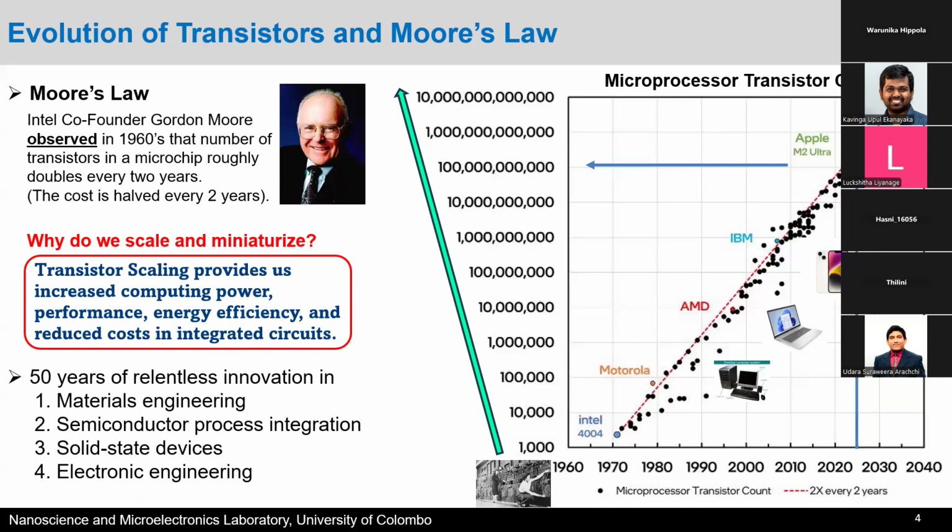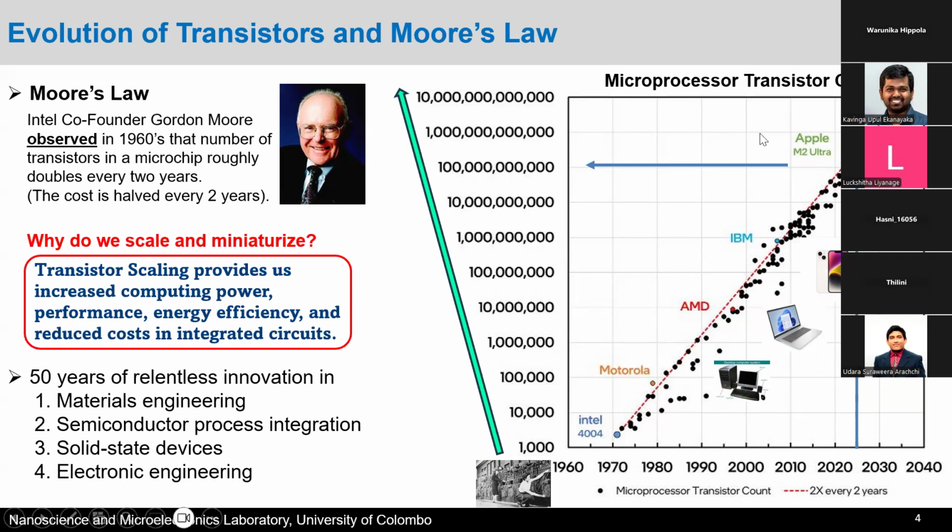So the advantage of scaling the transistor this way is that as it becomes smaller and smaller, it has increased computing power because you are doubling the number of transistors every 2 years, so you have more functionality in the chip. Performance also goes up because the gate delay is much less, right? The RC delay is less, and then it becomes more energy efficient. And also, more than anything, the economies of scale come into effect, and the cost of the microchip, or the cost per transistor, actually goes down, right?